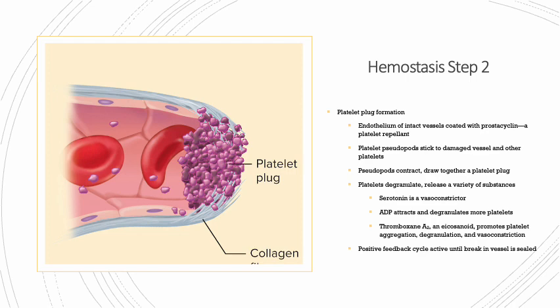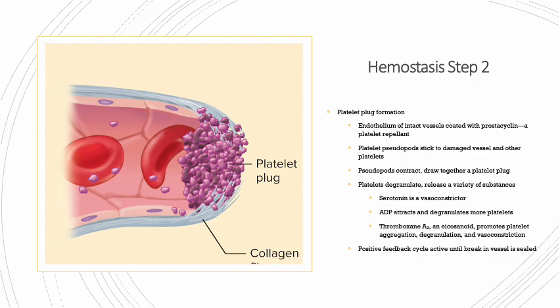The second step of hemostasis is the platelet plug formation. So you have your vascular spasm and your vessels are constricted. Now we're going to start plugging the cut area. A healthy uncut vessel has a nice coating inside of it called the endothelium. It's the lining inside the vessel, and it's coated with this slick substance called prostacyclin that has a platelet repellent in it. So platelets do not like to stick to that.